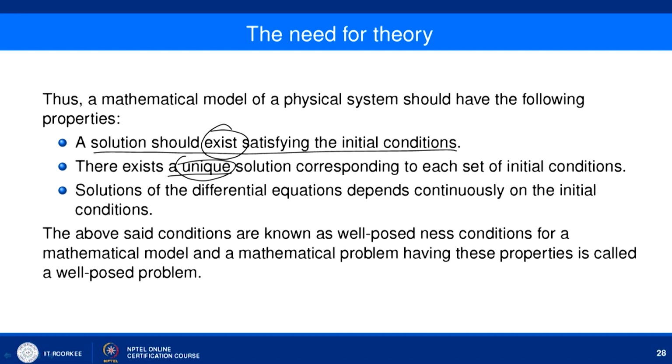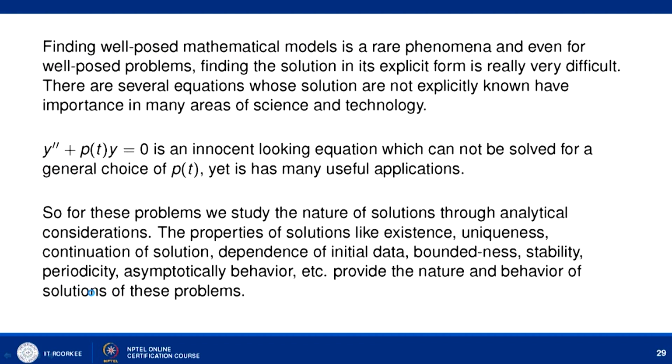The above set of conditions are known as well-posedness conditions for a mathematical model, and these are known as Hadamard properties for a well-posed problem. We say that a mathematical model having these properties is called a well-posed mathematical model. Finding a well-posed mathematical model is a rare phenomenon. It is not so common, and even for well-posed problems, finding the solution in explicit form is really very difficult. There are several equations whose solutions are not explicitly known, but they are very important in many areas of science and technology.